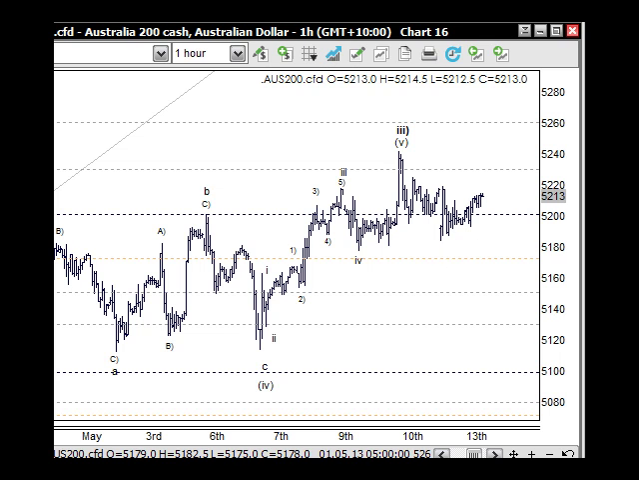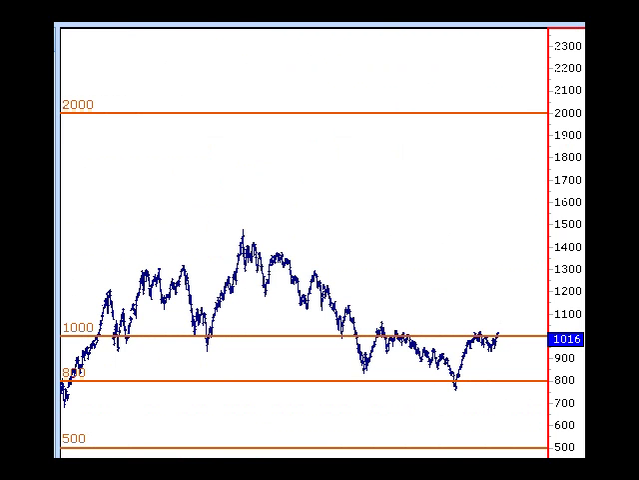Let's have a look at commodities. But before we do this, I just want to have a look at the Chinese markets. Okay, this is the Shenzhen here. We normally look at the Shanghai, but we also look at this one as well. And essentially through here, we've been looking at this in a corrective pattern down through to here.